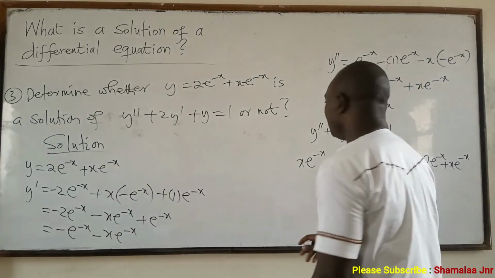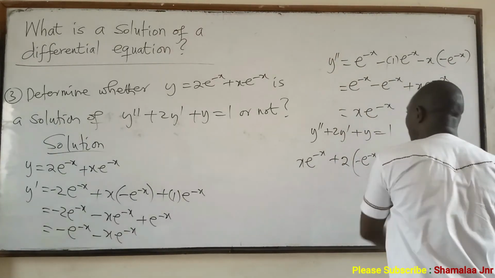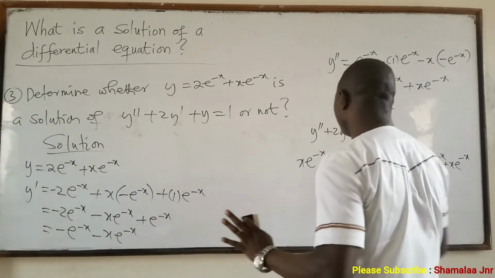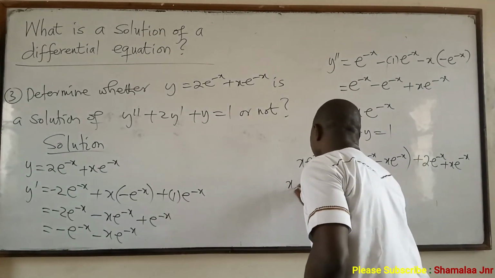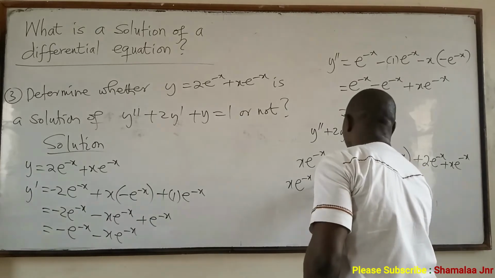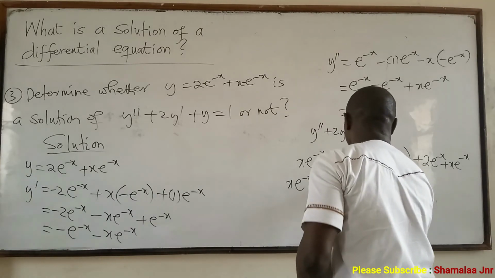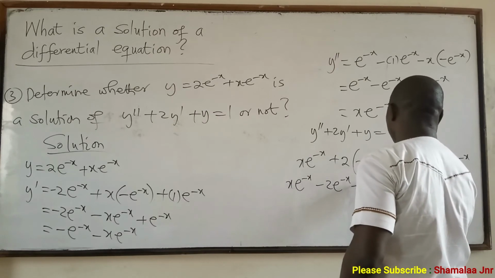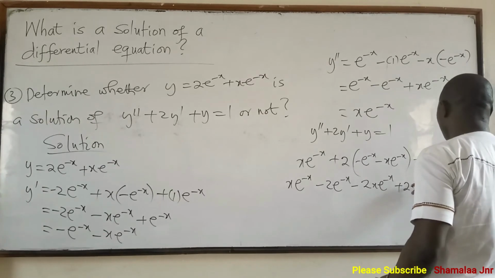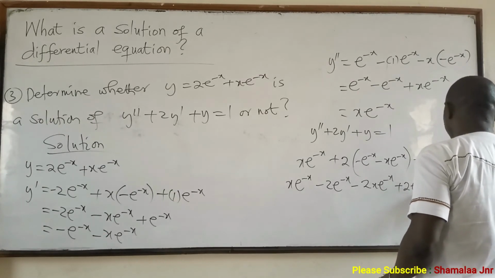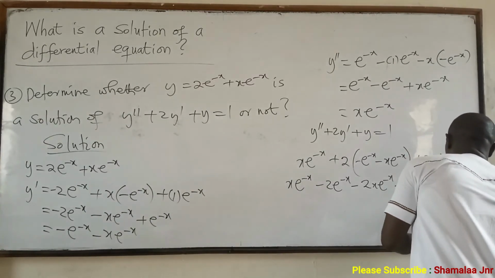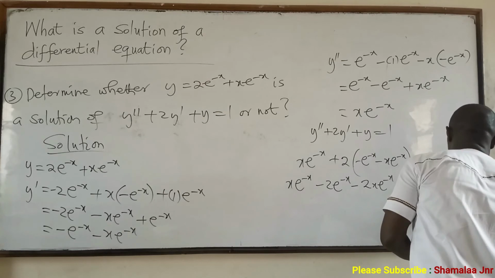Are you seeing it? Now, if you're able to work on this and you get 1, then you can say that this is a solution of this. Otherwise, it's not a solution. We have an issue. So this is x exponential of negative x plus, now if you expand this, I'm going to get negative 2 exponential of negative x. Then this one will be negative 2x exponential of negative x plus 2 exponential of negative x plus x exponential of negative x. You have to be careful of the signs. So you have an issue.